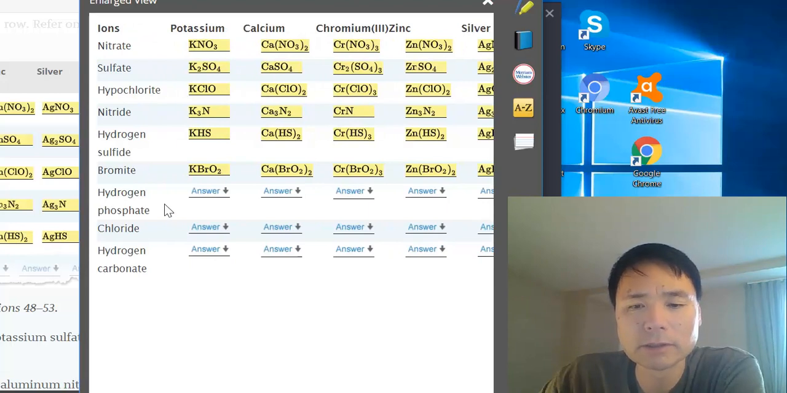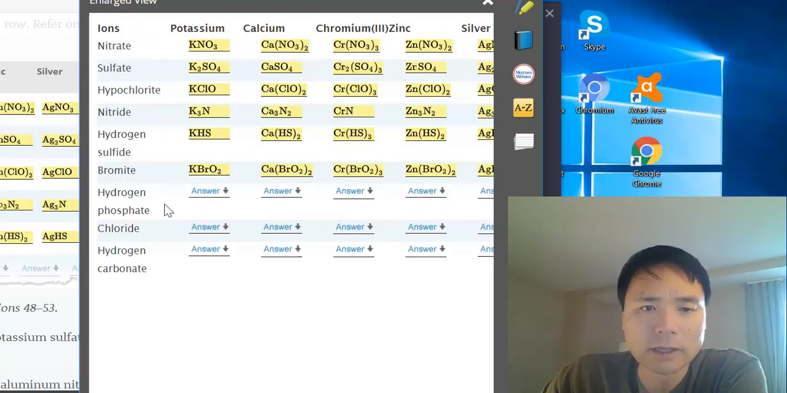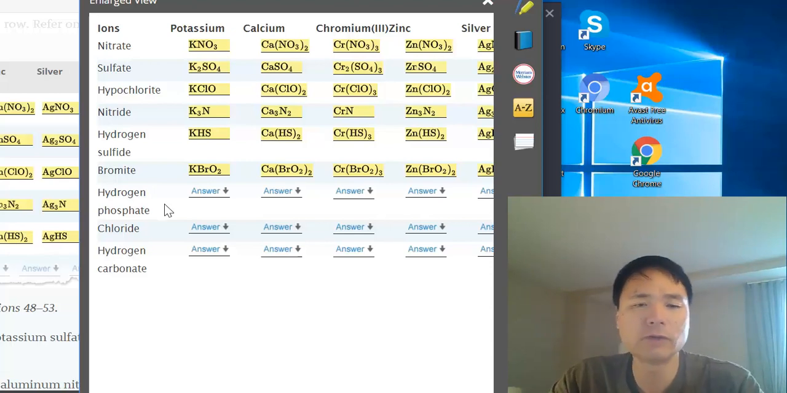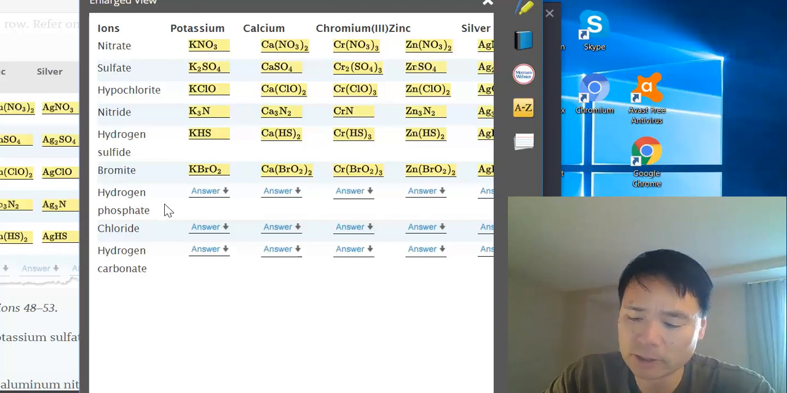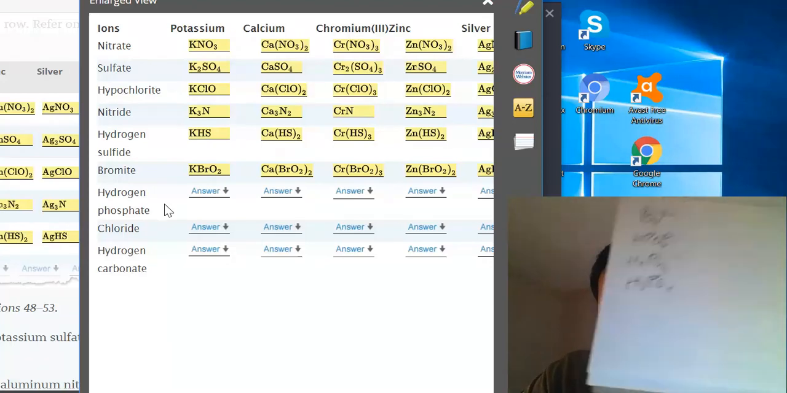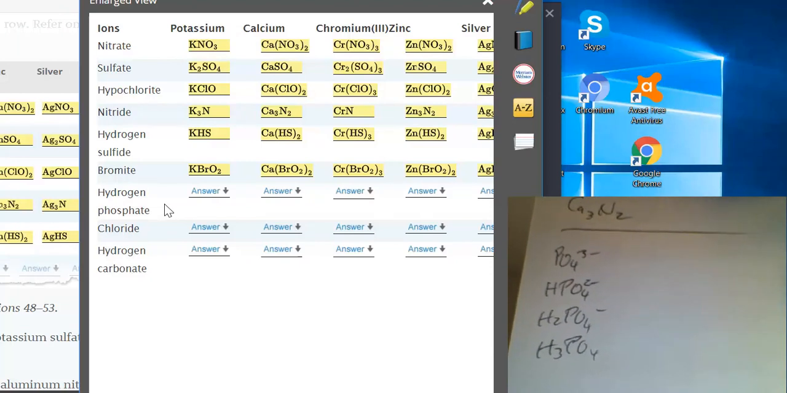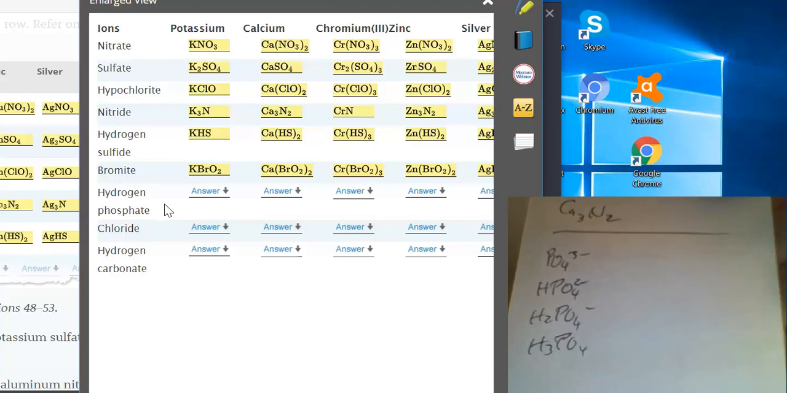Okay, hydrogen phosphate. To avoid confusion here, we need to decide which hydrogen phosphate, because we start off with phosphate. Then we have hydrogen phosphate and dihydrogen phosphate, and then phosphoric acid, depending on how many H pluses we add. The first one you could call monohydrogen, the second dihydrogen, and the third one's phosphoric acid, it's neutral.